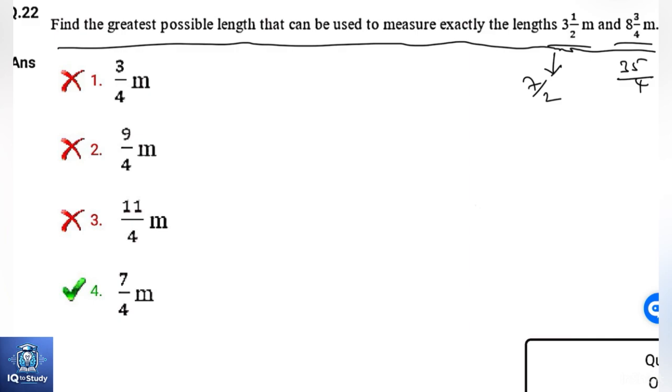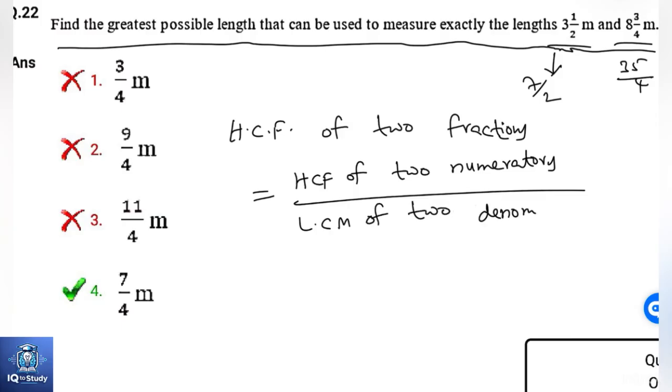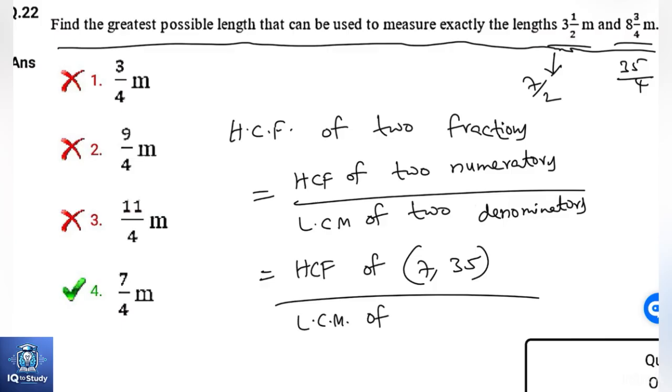The greatest possible length is defined as HCF of two fractions, which is equal to HCF of two numerators divided by LCM of two denominators. HCF of numerators means HCF of 7, 35, and LCM of denominators means LCM of 2, 4. We know that HCF of 7 and 35 is 7 and LCM of 2 and 4 is 4. So the greatest possible length that can be used to exactly measure the length is 7/4 meters.